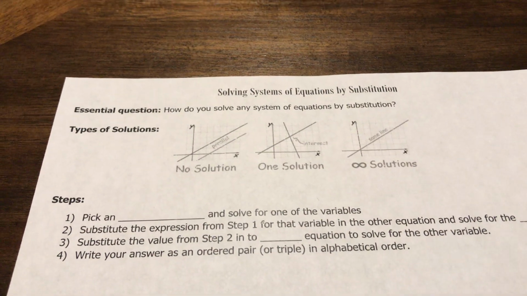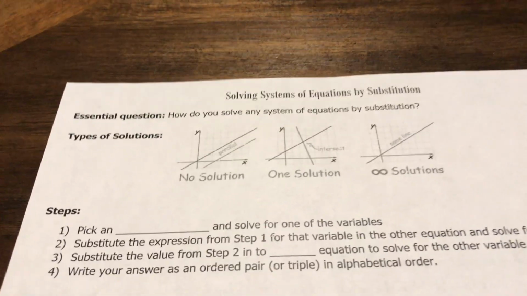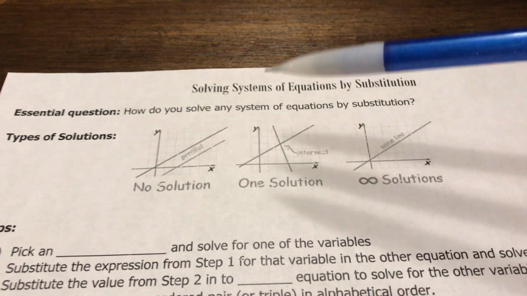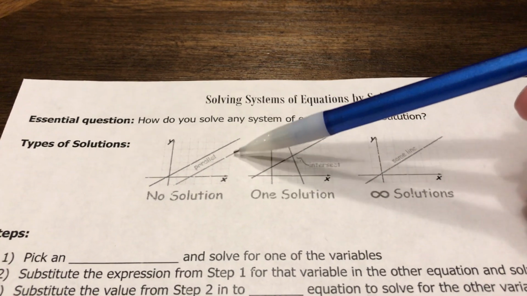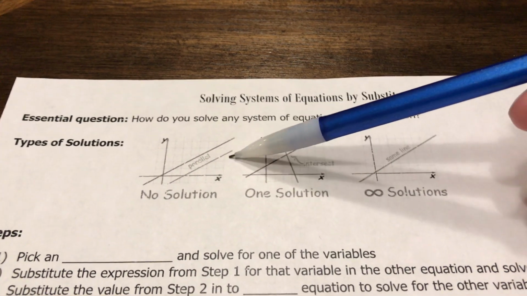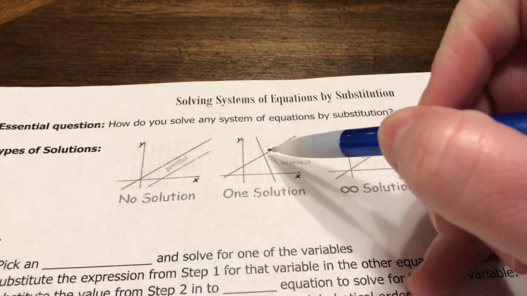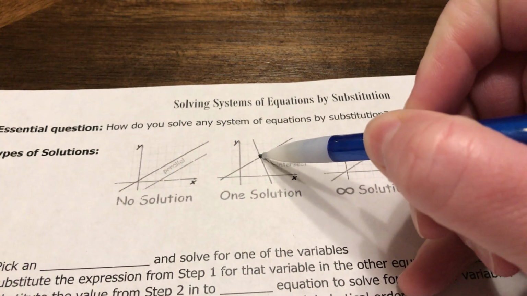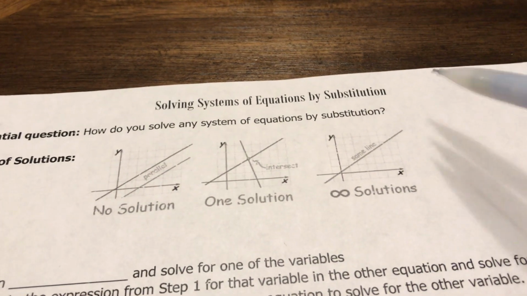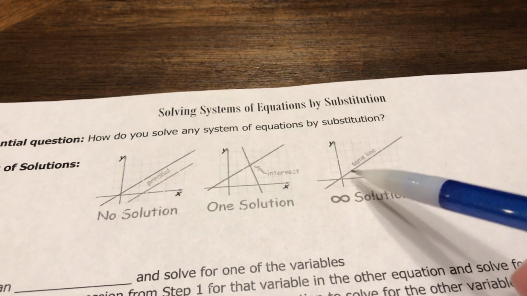Hey everybody, we're going to work on solving systems of equations using substitution. Just a quick reminder that there are several different types of solutions. If your two functions don't actually intersect, like two parallel lines, then there's going to be no solution. If they intersect, if you have two lines, you'll have one solution. And if you have two things that are exactly the same, then there's an infinite number of solutions, so all the points on the line.